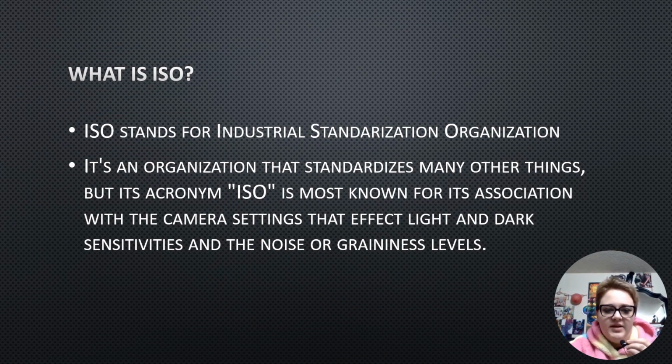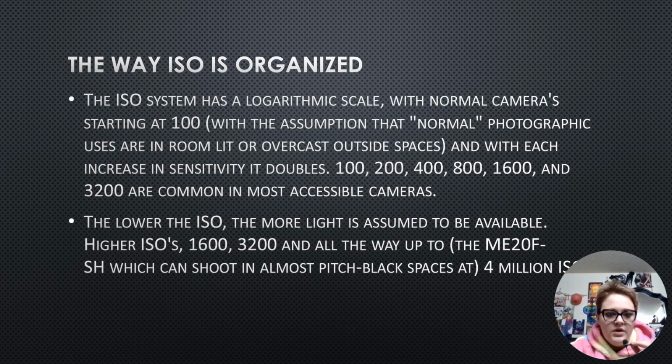ISO, what does it stand for? ISO stands for Industrial Standardization Organization, an organization that standardizes many things, but the acronym is most known for its association with the camera setting. It affects light and dark sensitivities, and also the noise or graininess levels of an image. The ISO is organized on a logarithmic scale, meaning it will double with every increase of the ISO.